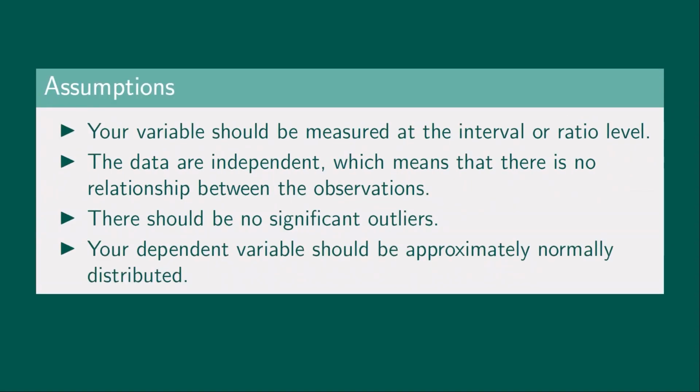The assumptions of the test are the following. Your dependent variable should be measured at the interval or ratio level. The data are independent, which means that there is no relationship between observations. There should be no significant outliers. And your dependent variable should be approximately normally distributed. Basically, the only difference in the assumption of Welch ANOVA to classic ANOVA is that the former does not assume that the variances among groups are equal.